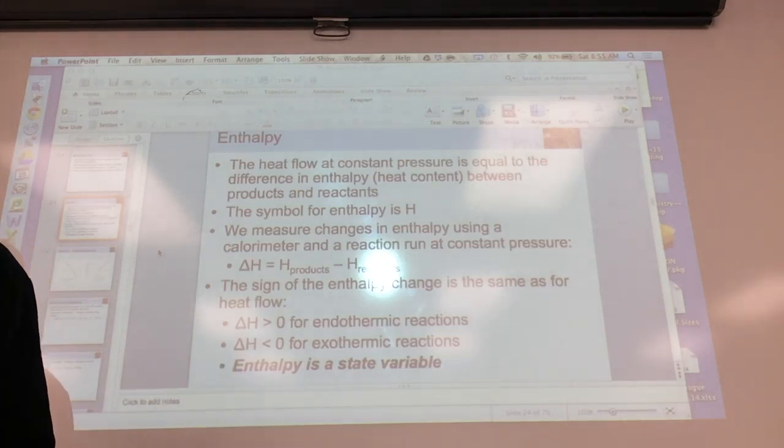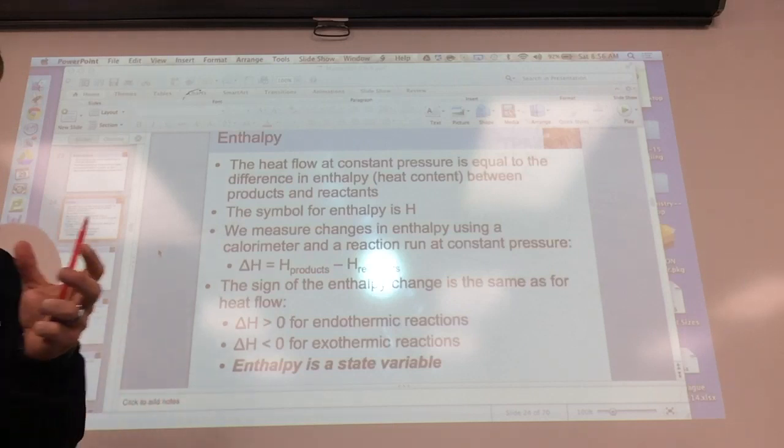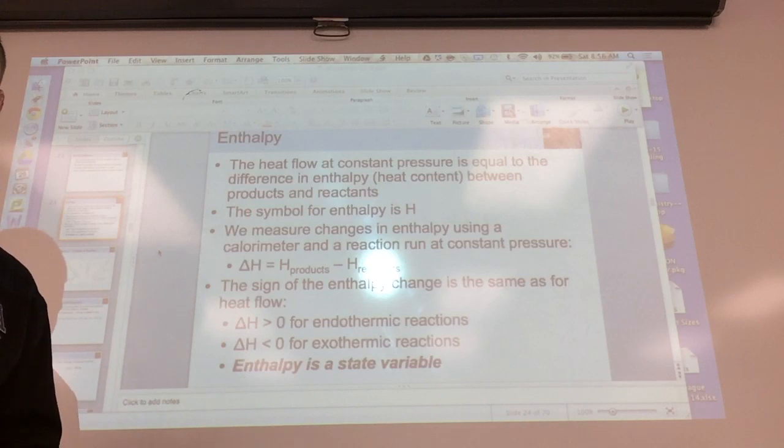There's a property called enthalpy, and you're going to use this pretty much most of the year. Enthalpy is the heat flow between reactants and products in a reaction. So if you burn a match, the energy is going from the substance to the surroundings. It's a very exothermic reaction.